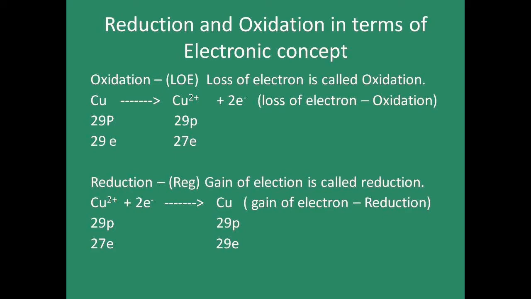So the difference is 2 protons in excess. 2 protons in excess means they have 2 positive charges in excess. So that indicates 2 positive charges in excess only. We indicate this on the product side as Cu2+. So loss of electron is called oxidation.